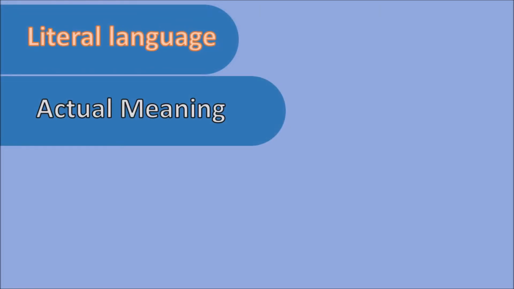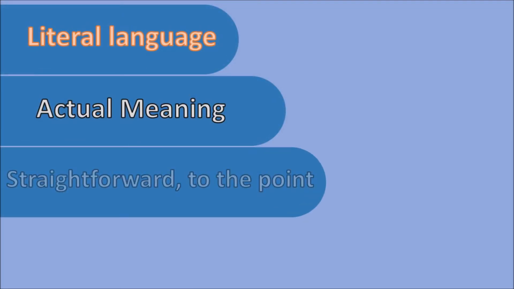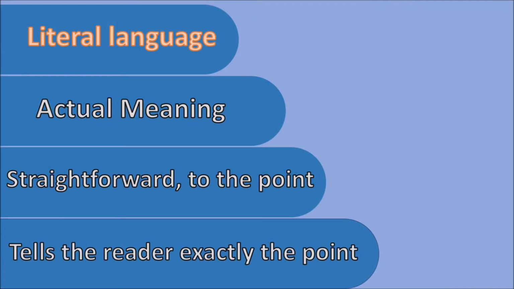Literal language is quite simple to understand. It uses the actual meaning of words or phrases in their exact sense. Or in other words, it means exactly what the words mean. Literal language is straightforward and to the point. It is precise in telling the reader exactly what the point of the message is.